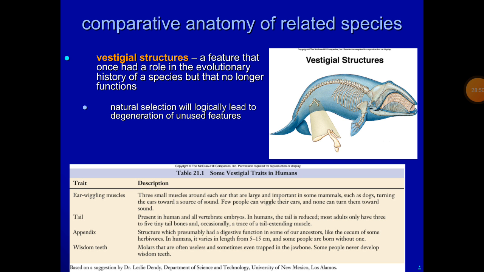Now we have vestigial structures. It is a feature that once had a role in the evolutionary history of a species, but no longer functions. In natural selection, it will logically lead to degeneration of unused features. That is why vestigial structures are remnants of those parts that have no more impact on what we are now. Some examples of vestigial traits in humans include ear wiggling muscles, the tail, the appendix, and the wisdom teeth.